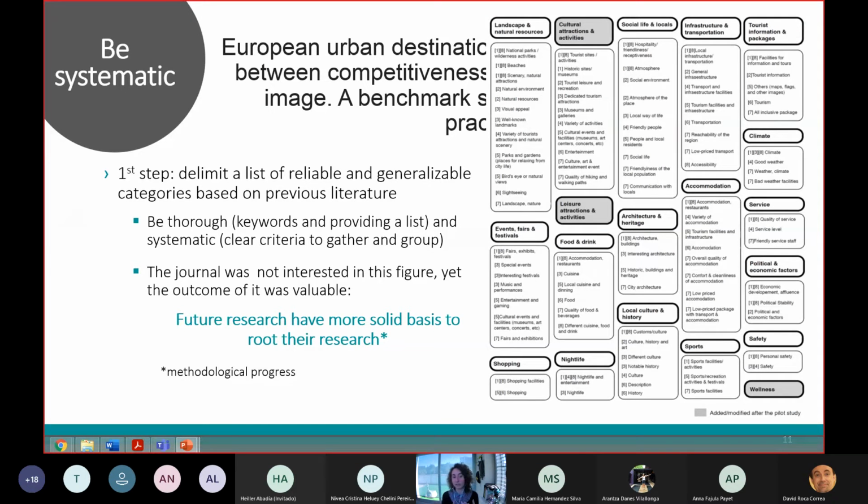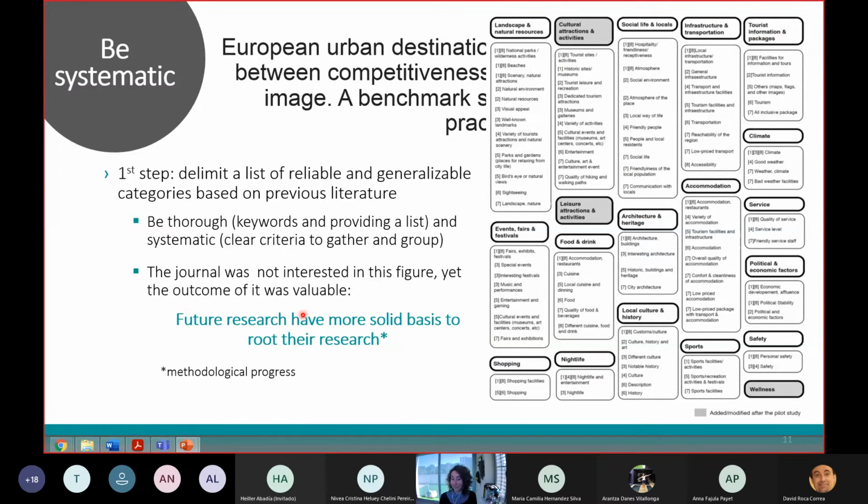Be thorough with keywords. Here I was thorough in the way that I used the same keywords, and I analyzed all the papers that not only had these keywords, but also provided a textual list of attractions, because some of them were omitting the list. And be systematic: clear criteria to gather and group these different categories.